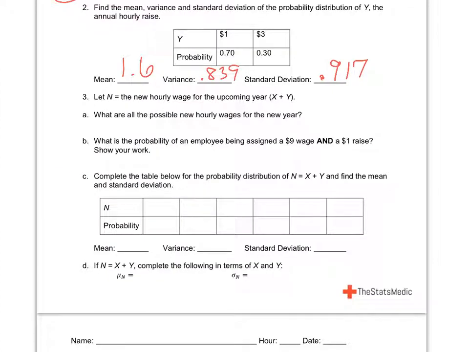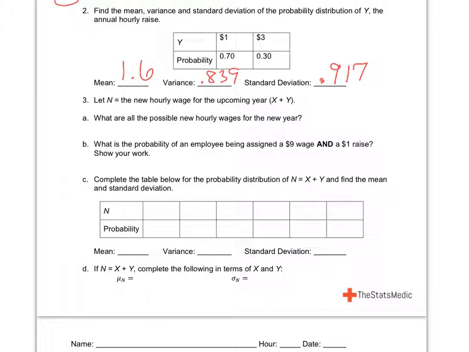N equals the new hourly wage for the upcoming year, which is just going to be X plus Y. So what are the new possible wages for the year? Well, we have 10. Somebody could be earning $9 and get the $1 bonus. 12, they could be earning $9 and get the $3 bonus. 13, they could be earning $12 and get the $1 bonus. 15, if they're earning $12 and get the $3 bonus. And then 16, earning $15 and getting the $1 bonus, or 18 for earning $15 and getting the $3 bonus.